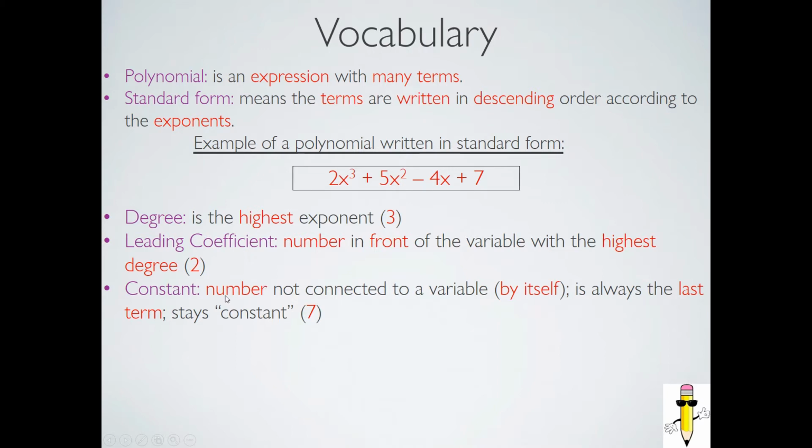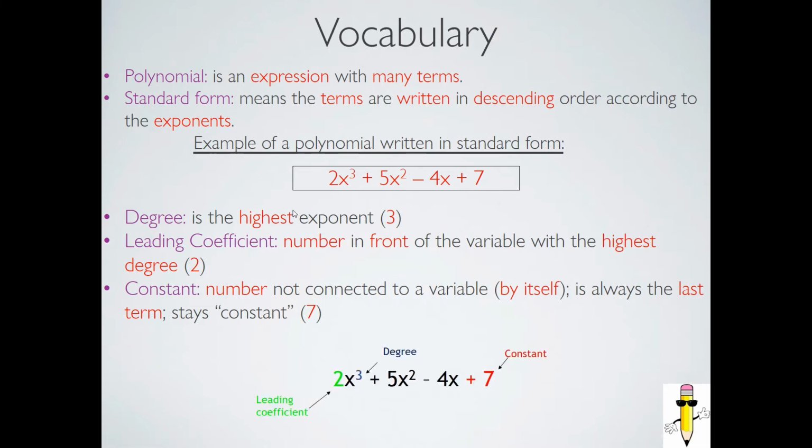The constant is the number not connected to a variable. It's by itself, and it is always the last term, and it stays constant. This is going to be our constant. Another way to think about 7 when you're talking about constants is that this is a number that's not hiding anything from you. It doesn't have an exponent and it doesn't have a variable. This is literally what you see. It is constantly going to be 7. Think of it that way.